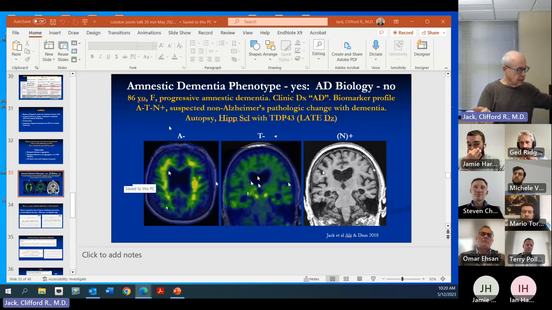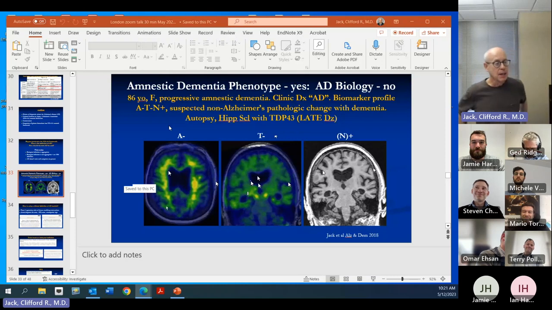You have CSF TREM2, which is a CSF assay. Again, not something that's going to be really widely available. Plasma GFAP actually looks quite good. Plasma GFAP is a putative biomarker of astrocytic activation, and it changes early, and it actually predicts cognitive decline pretty well. I'm just working on a paper right now, as I can tell you. It's pretty good. Not as good as p-tau217, but it is quite good.